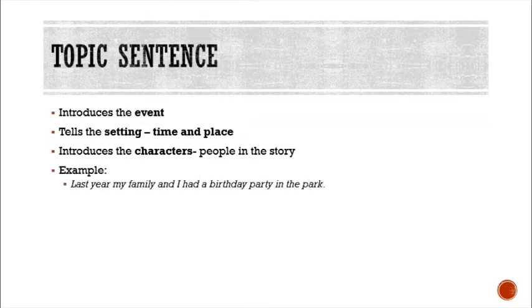Like every good paragraph, a narrative paragraph must always begin with a topic sentence. The topic sentence in a narrative paragraph introduces the event. It tells the setting, the time and place, and it introduces the character or the people in the story. For example, last year, my family and I had a birthday party in the park.